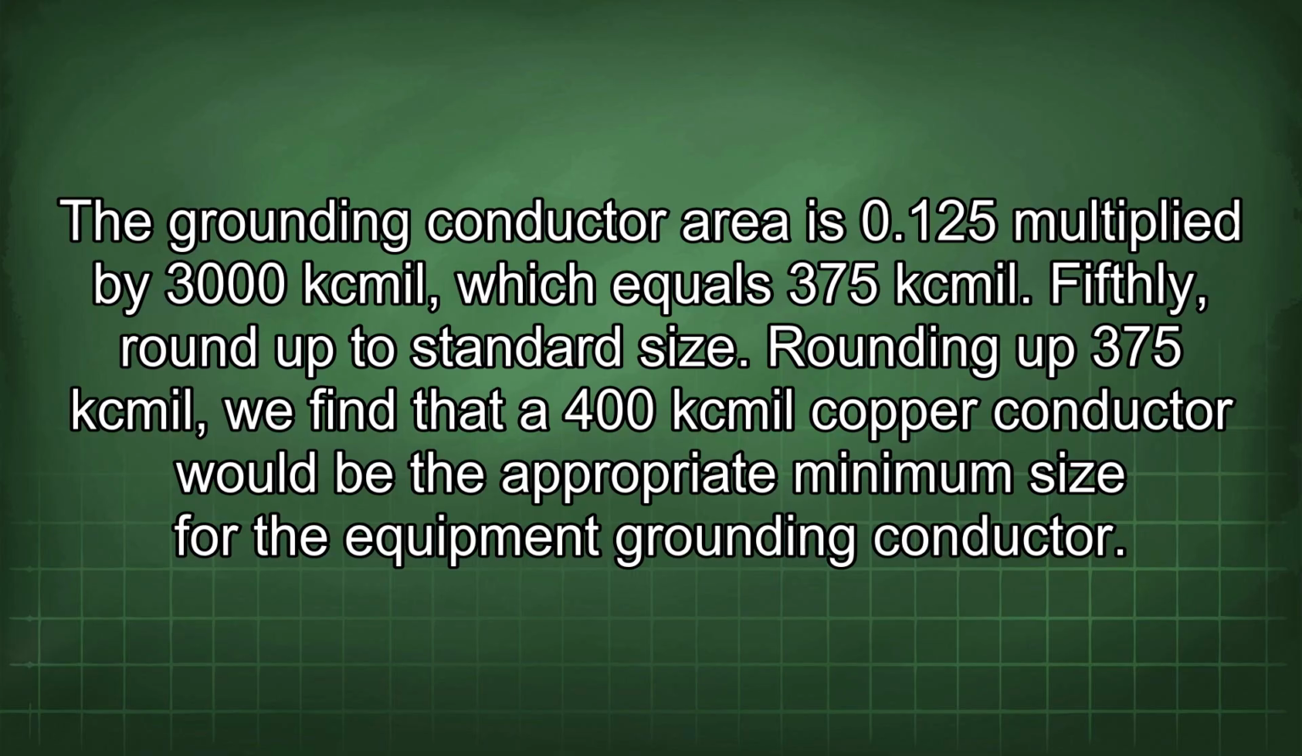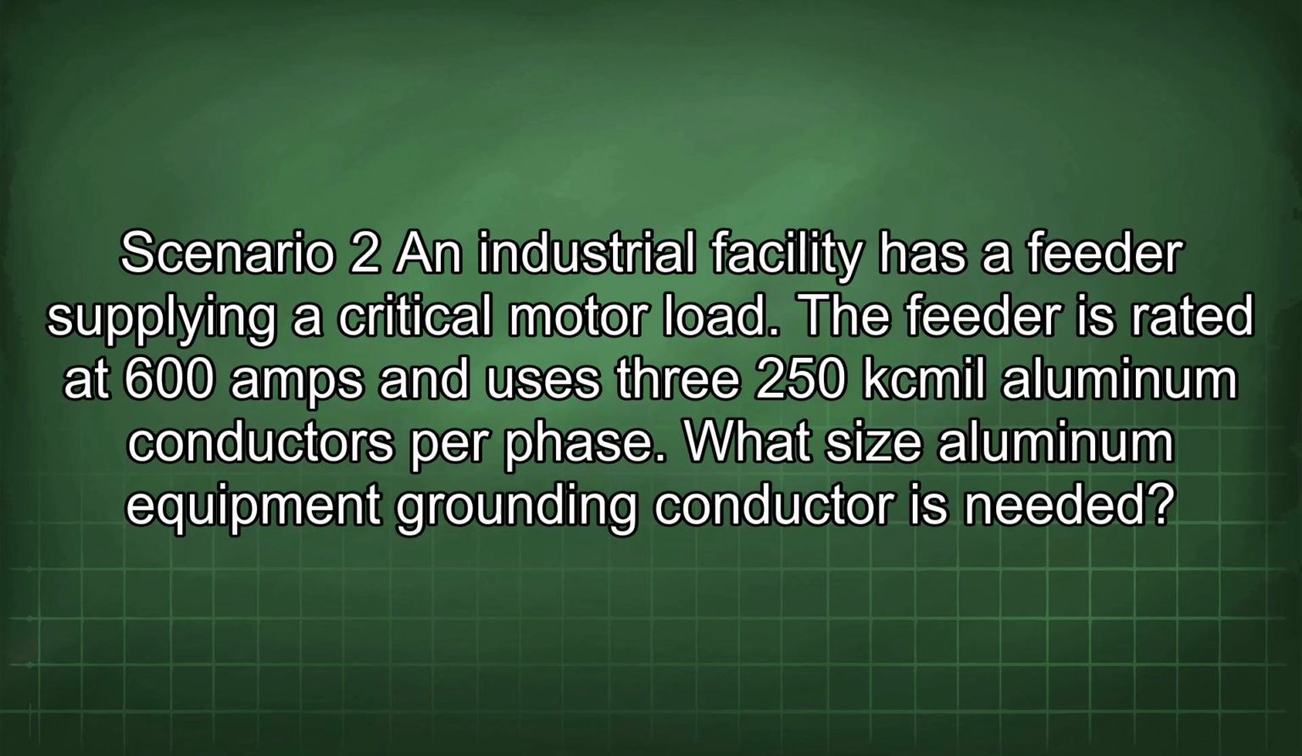Fifthly, round up to standard size. Rounding up 375 kcmil, we find that a 400 kcmil copper conductor would be the appropriate minimum size for the equipment grounding conductor. Scenario 2: an industrial facility has a feeder supplying a critical motor load.